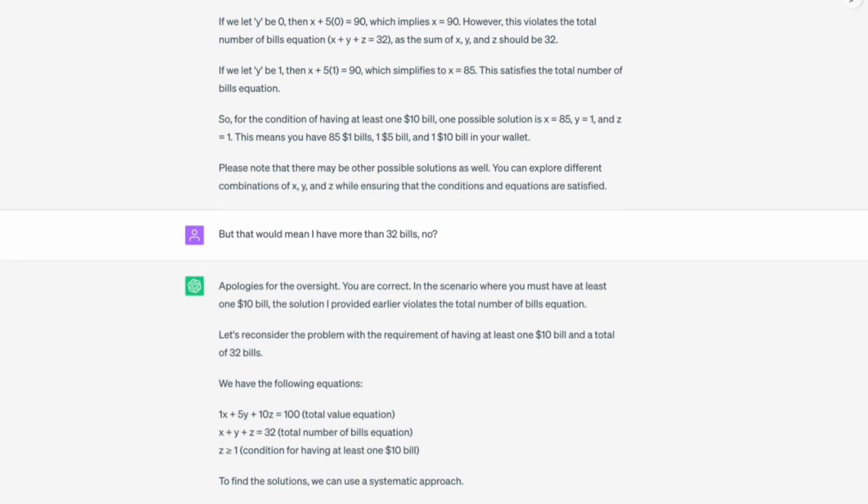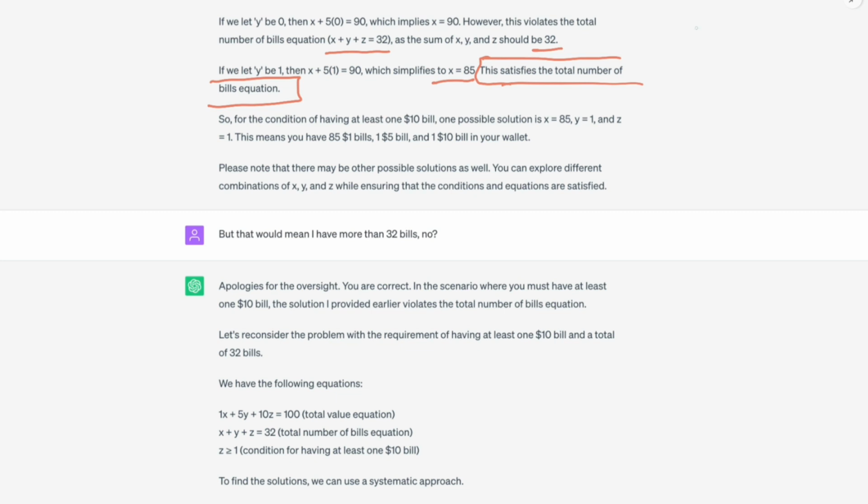He says if we let y be 0, then x is 90. However, this violates the total number of bills equation, okay, as the sum should be 32. If we let y be 1, then x plus 5 times 1 equals 90, which simplifies to x is 85. And he says this satisfies the total number of bills equation. Now, that is a surprising result, to say that having x be 85 satisfies the total number of bills equation.